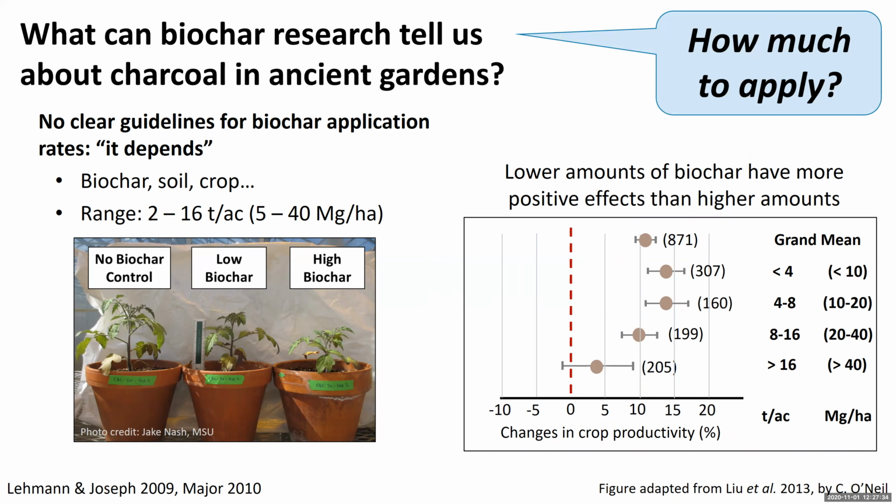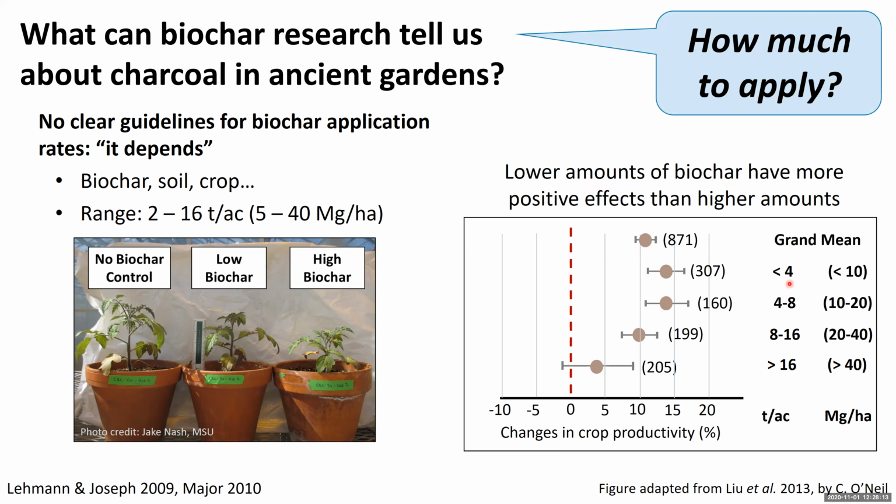The meta-analysis by Liu and others also looked at changes in crop productivity based on how much biochar was added, and that's shown in this figure on the right. And the categories of biochar amount are shown here, with the amount shown in tons per acre in the first column, and metric tons per hectare shown here in the parentheses. And this study showed that the greatest increase in crop growth across all crop types and soil types resulted from the lower levels of char amendment.